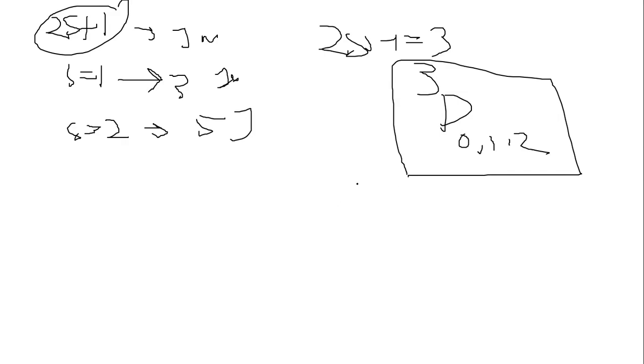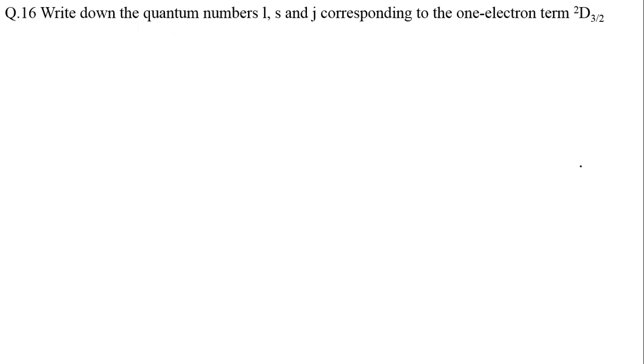Okay, so we will stop here today, and then we'll discuss a few more problems again. I think this is a very small problem. We can discuss it right now. So this problem is, write down the quantum numbers L, S, and J corresponding to the one-electron term. So this is 2D 3 by 2.